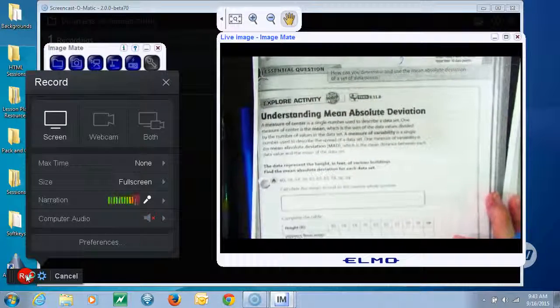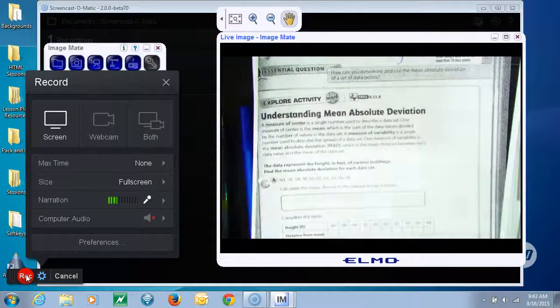Okay, today we're going to learn how to do MAD. Mean absolute deviation. When I found out that I had to teach that last year, I looked up the definition. I couldn't even understand the definition in the book dictionary.